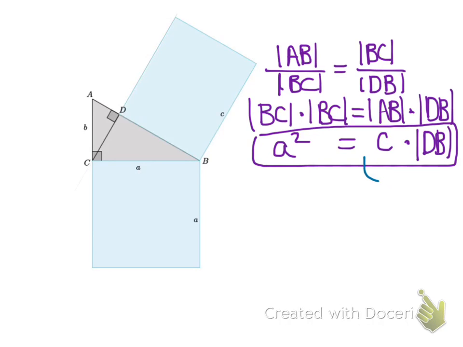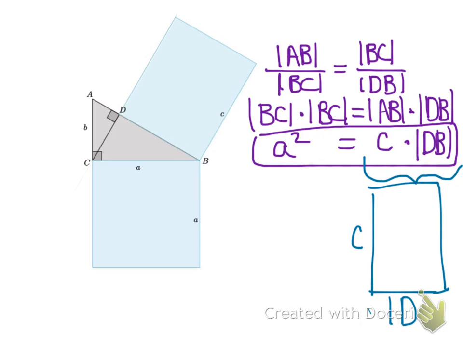so looking at this side of the equation, this would be the area of a rectangle whose sides were C and length DB. Okay, so if we come up here, we can see that this is just that rectangle. Here's length DB, and there's DB, and then we're going to draw length C right here. So this rectangle is this rectangle here, C times DB.